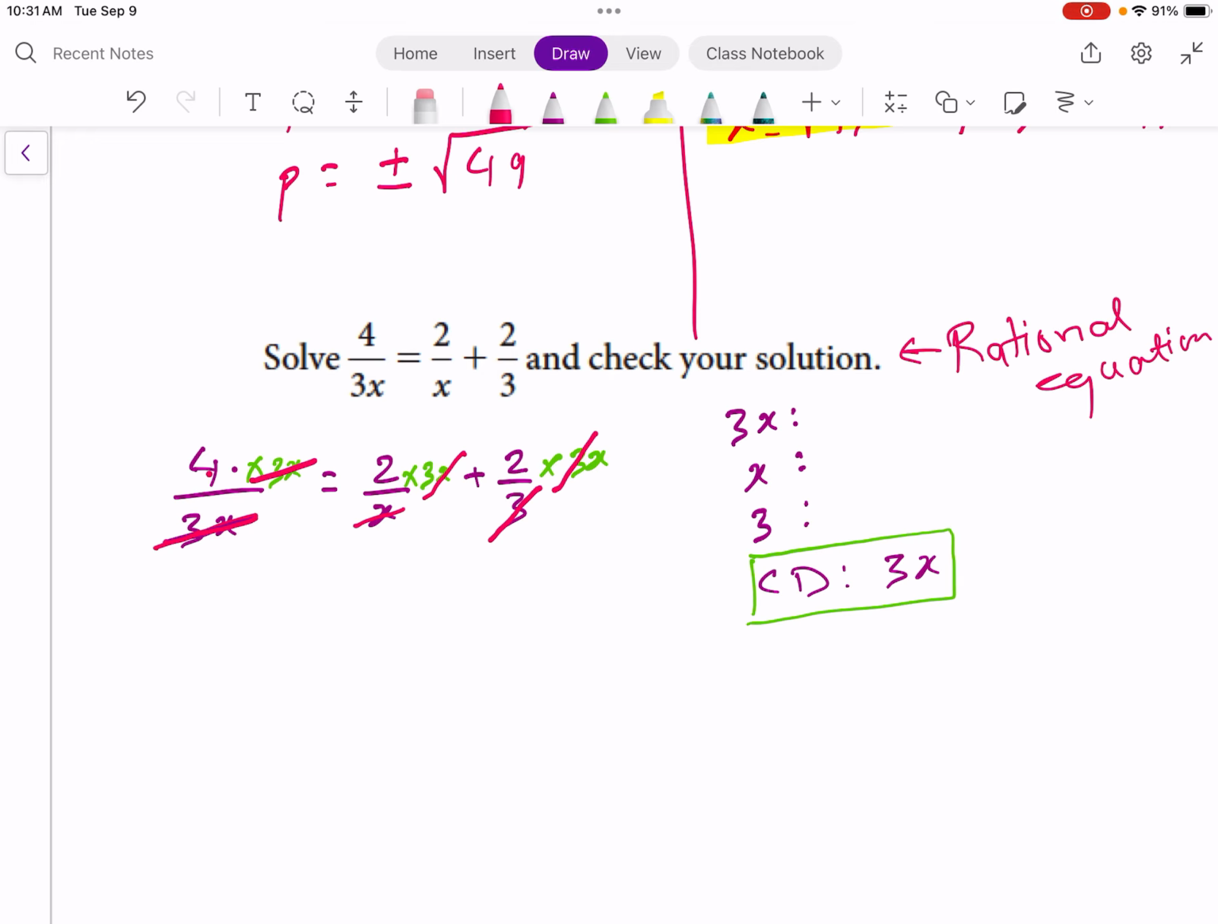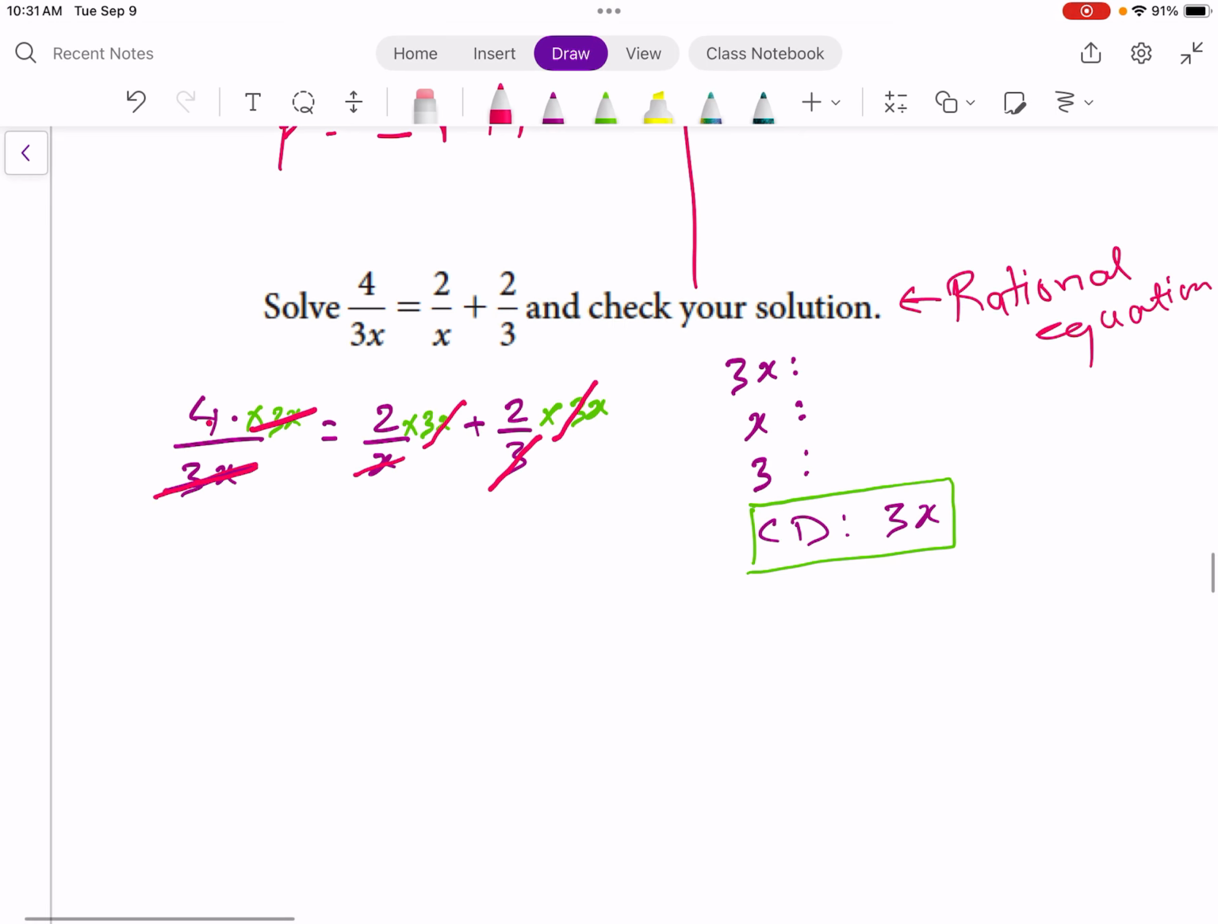We have a common factor, so we cancel 3. Now let's rewrite this equation. So we have a 4 left equals to 2 times 3, that is 6, plus 2 times x, that is 2x. Now what type of equation is this now? We have a linear equation, right?